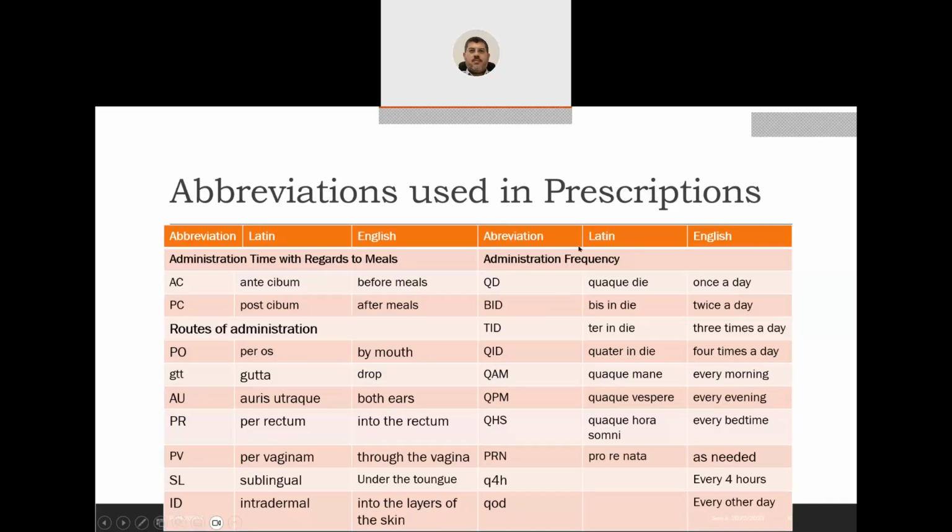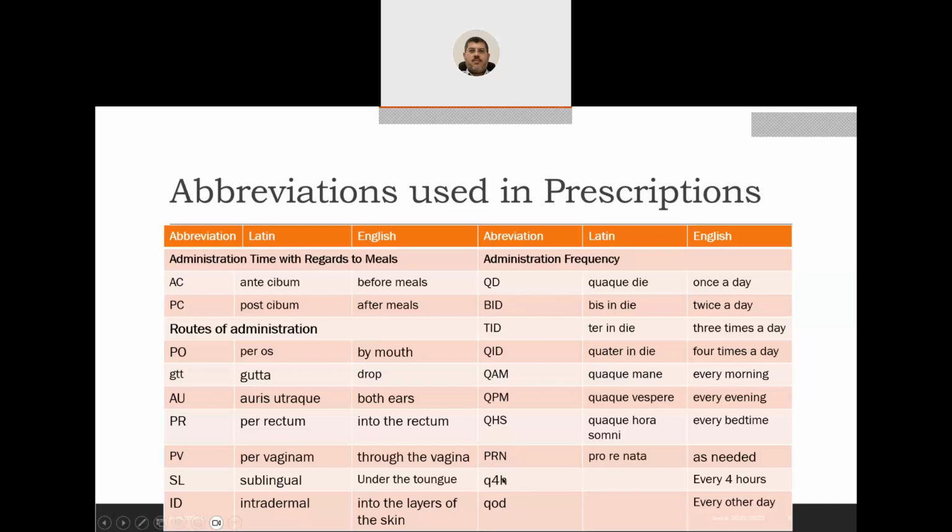There are abbreviations related to the administration frequency, how many times to take the medication a day. QD means once a day, BID means twice a day, TID is 3 times a day, QID is 4 times a day. QAM means every morning, QPM is every evening, QHS is at bedtime, PRN is as needed. For example, medications for pain. Once the patient has pain, he should take one dose. This is as needed. Okay.